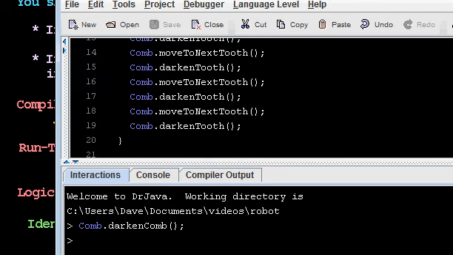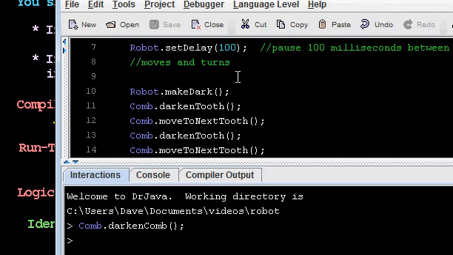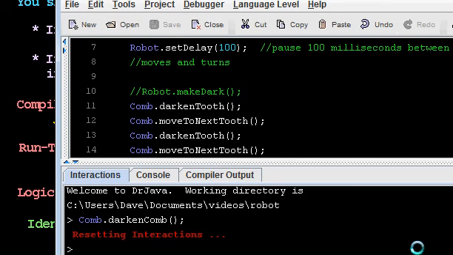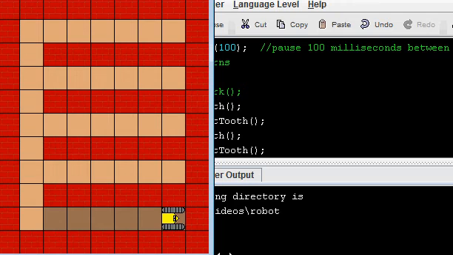Let's see a case of a logical error. Here's a very simple logical error. Suppose we forgot to make dark at the beginning. And we go ahead and darken the comb. And that was an easy mistake to make, too. Now if we run the program, the program's not going to crash, but it didn't do everything I wanted. It has a logical error.